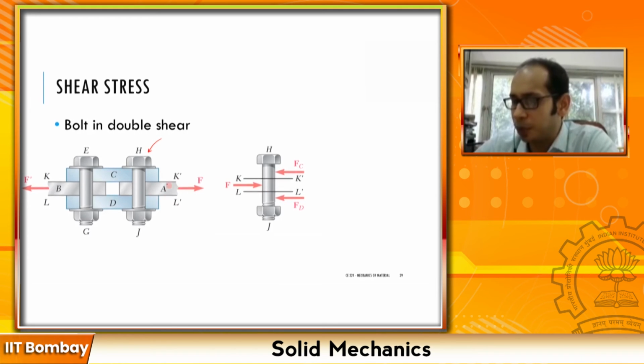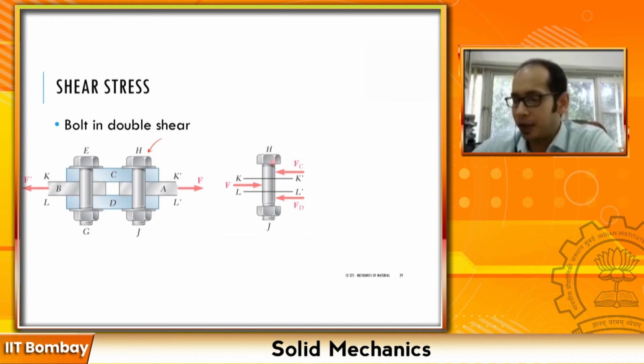Now as you pull it from here, this plate C is going to have some resistance about this particular point, and this plate D is going to have some resistance over here. So you're going to have an FC and an FD. For the plate C it is FC, for the plate D it is FD over here, right?